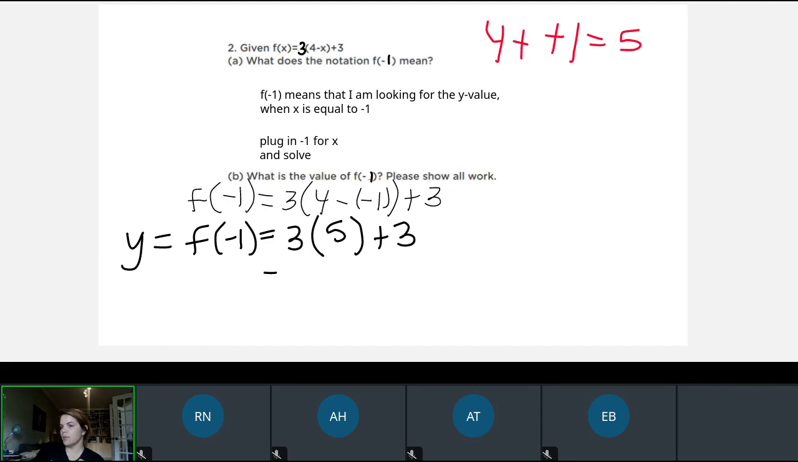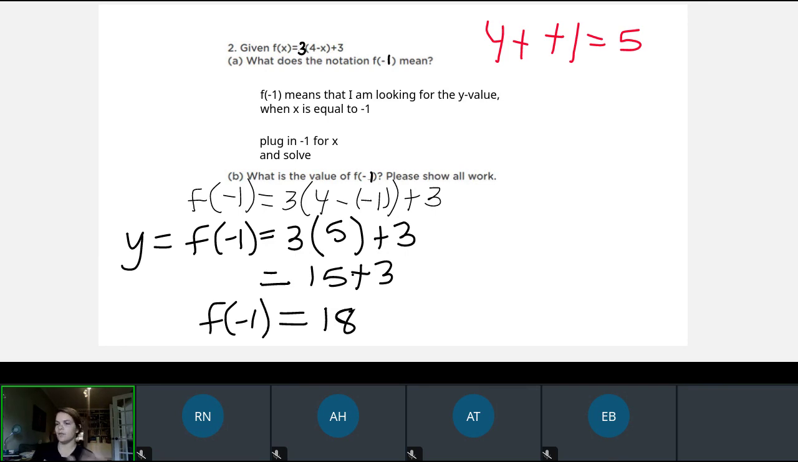So now it's just order of operations. 3 times 5 is 15. 15 plus 3 would be 18. Okay, so f of -1, nothing happens on the left side. Nothing at all. F of -1 equals 18. I'm going to pause and give you 2 minutes to go work on part B of yours.